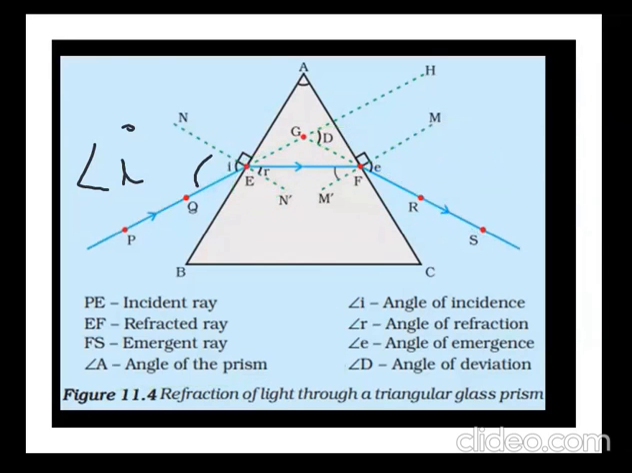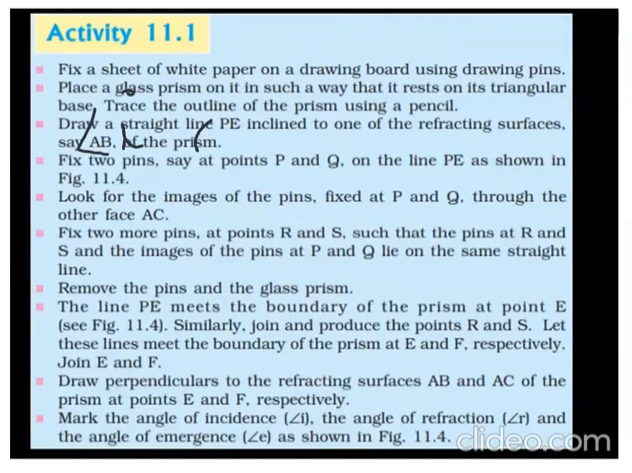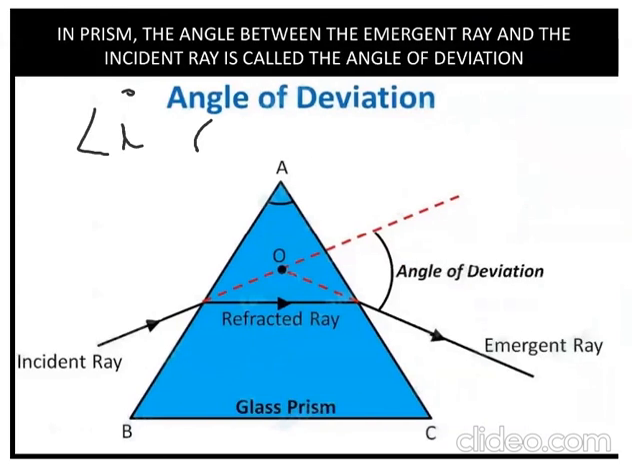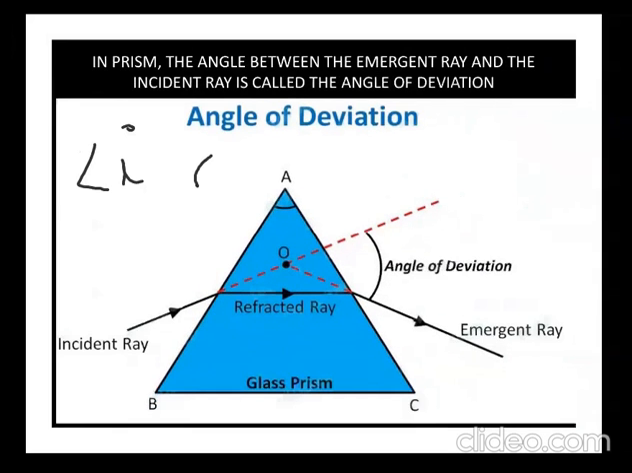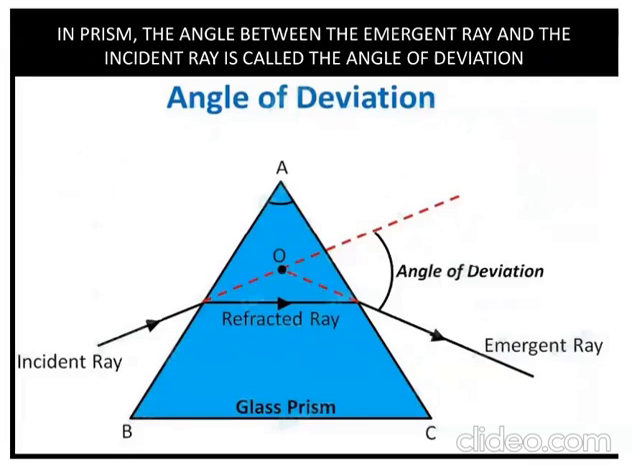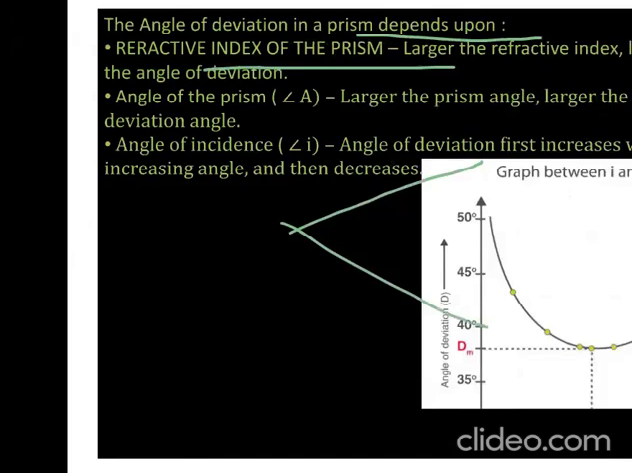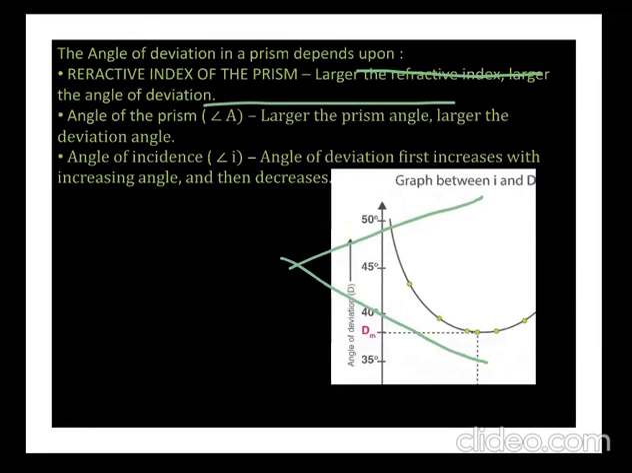Let's move further. That is, this is your NCERT activity 11.1, which I have explained you. This is step by step. So please go through this procedure. And so what is your angle of deviation? So angle of deviation, as we know, it is the angle between the incident ray and emergent ray. And angle of deviation, on what factors does it depend?